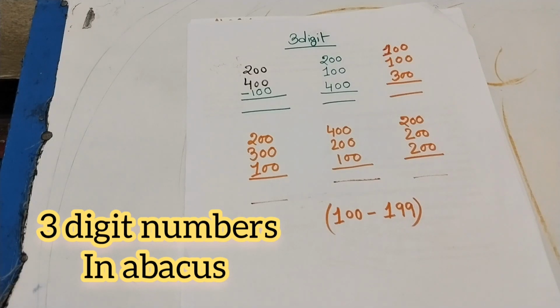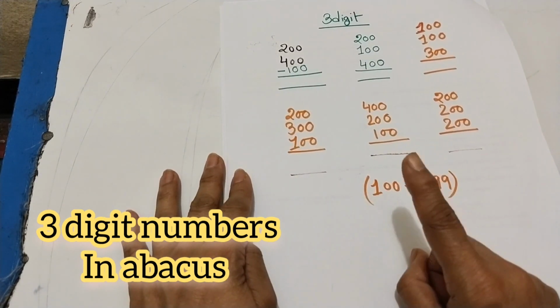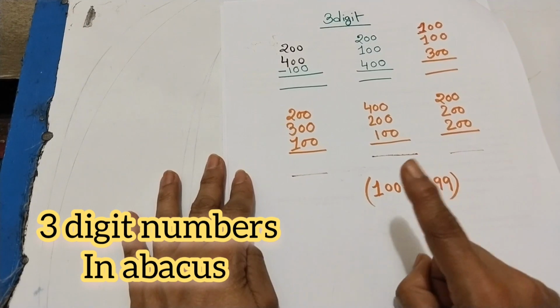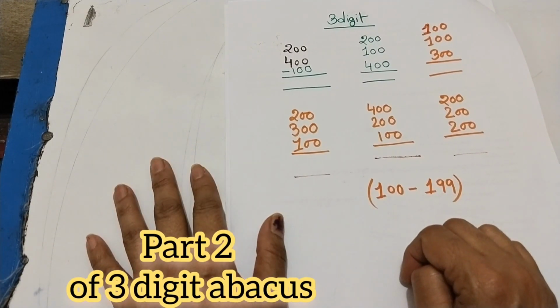Now let us count 3-digit numbers. We already know how we count the tens place and ones place. In the case of 3-digit numbers, we have to use the same right hand. That means when we calculate the ones place number, we will use our right hand, and for the tens place we will use our left hand.